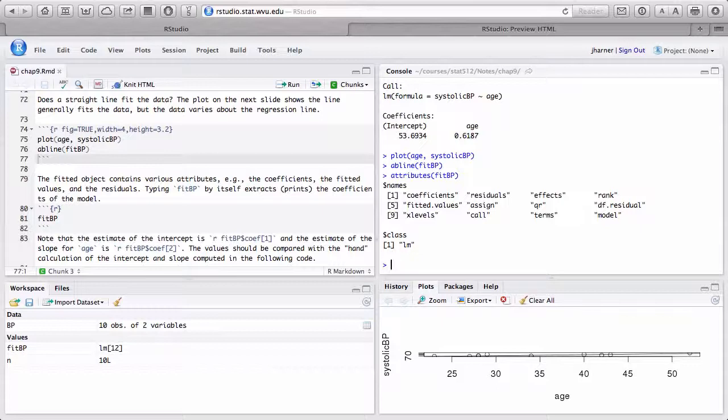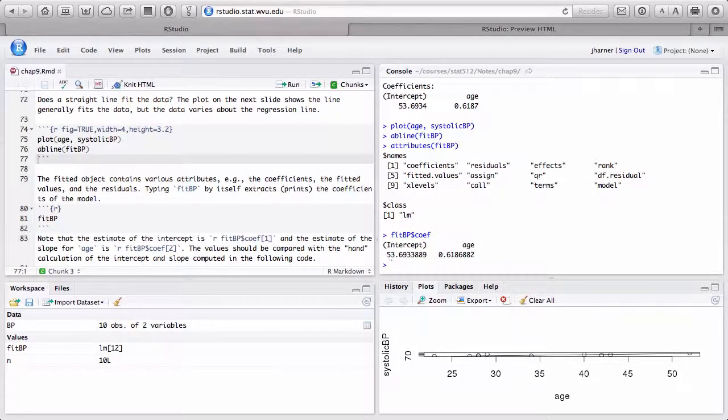And how else could I extract the coefficients? Suppose I just wanted the coefficients and wanted to use them directly. I could do fit BP $coef. And if I do that, it actually just extracts the coefficients. So that's another way I could have passed them to abline. That's just a vector of length 2. And notice that the vector has names, intercept and age. So it's a vector, but the elements of the vector are named.